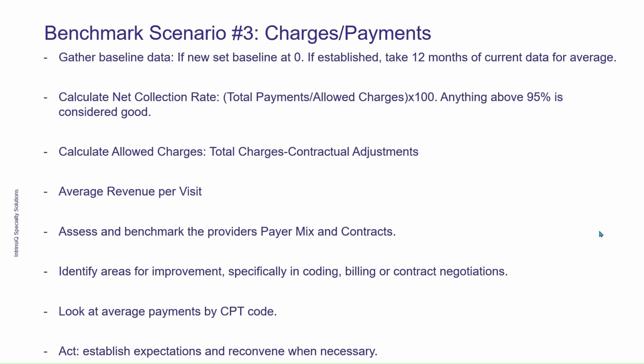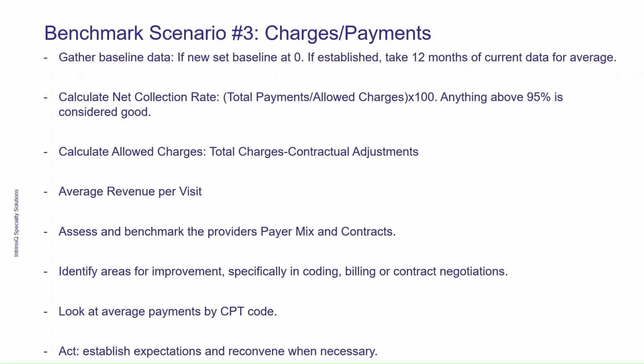Utilizing the payer mix and contracts benchmarking within the portal can also help to keep in line and ensure that your payer mix for each provider is in line with all of those others within that specific specialty. Now, you can identify areas for improvement by tracking all of these things, specifically in your coding, billing, or contract negotiations. And then we can even break it down by looking at your average payments by CPT code, which we can look at in the newer CPT reports, which are in the benchmarking portion of the portal as well.